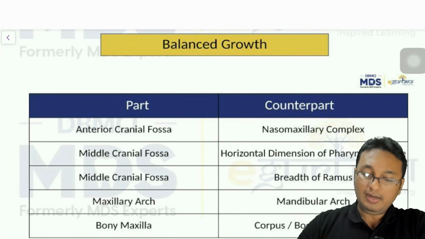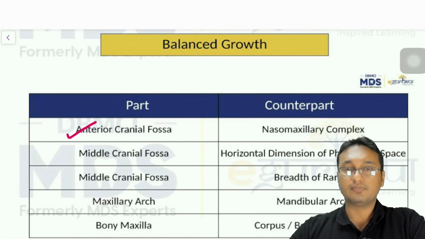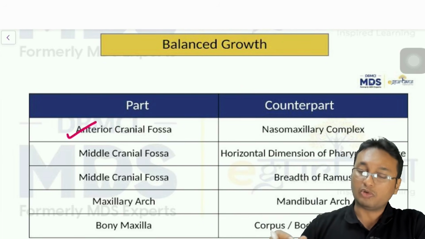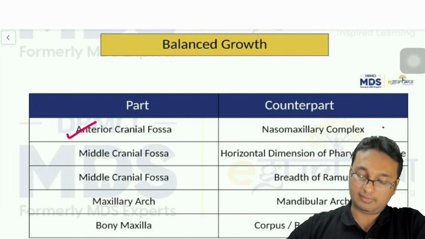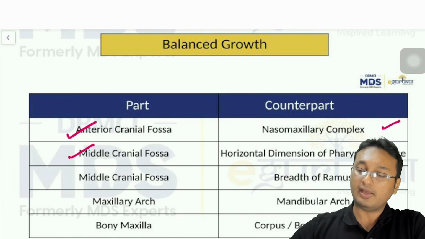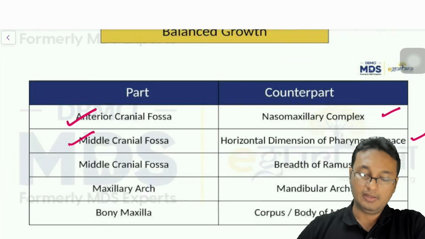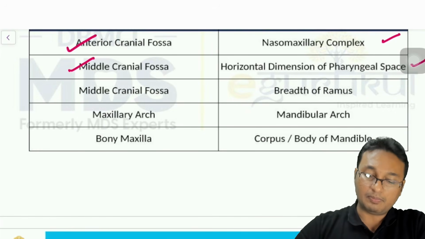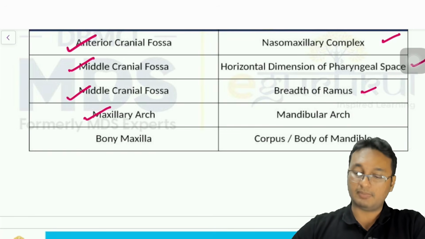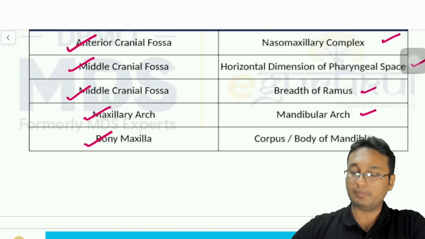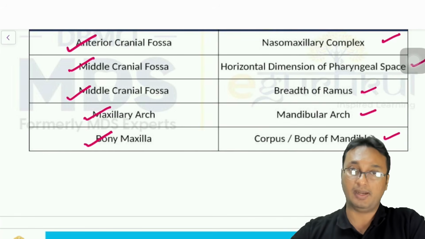So the anterior cranial fossa, which contains the forebrain, has the counterpart of the nasomaxillary complex. The middle cranial fossa has the counterpart of the horizontal dimension of the pharyngeal space. For the middle cranial fossa, we have one more counterpart, that is the breadth of the ramus. The maxillary arch's counterpart is the mandibular arch, and the bony maxilla's counterpart is the corpus, or the body of the mandible.